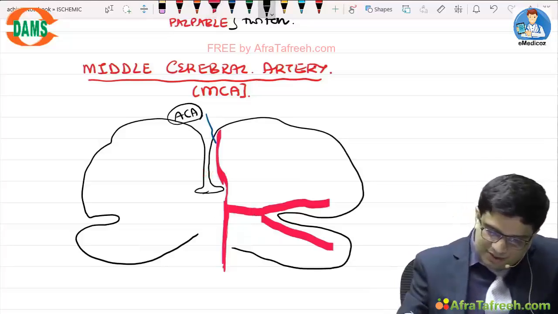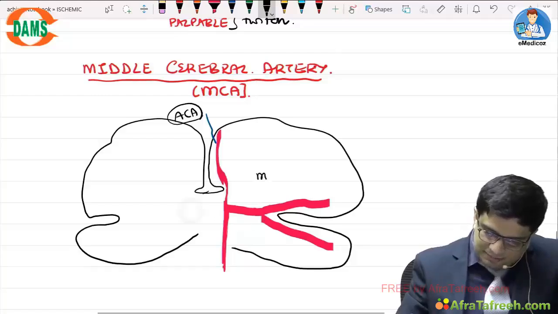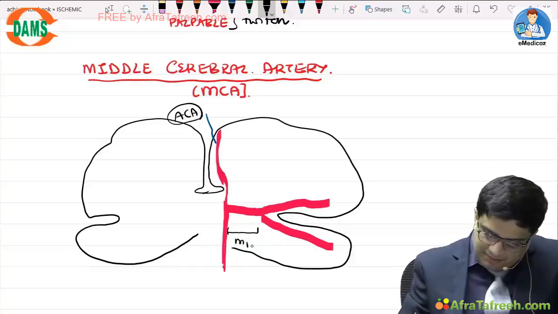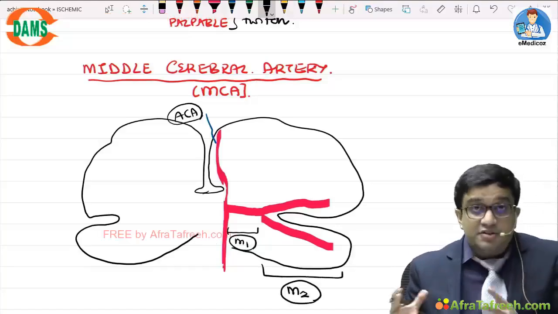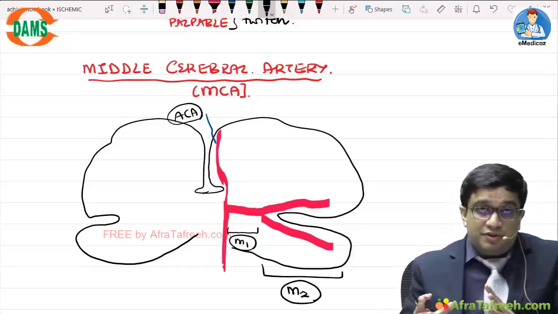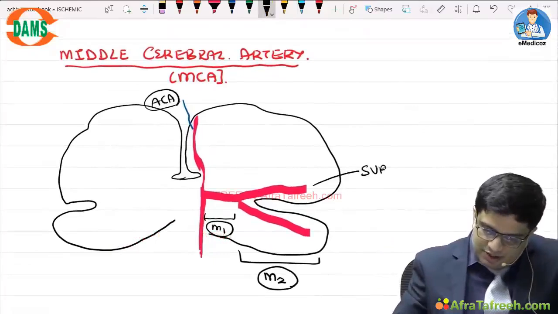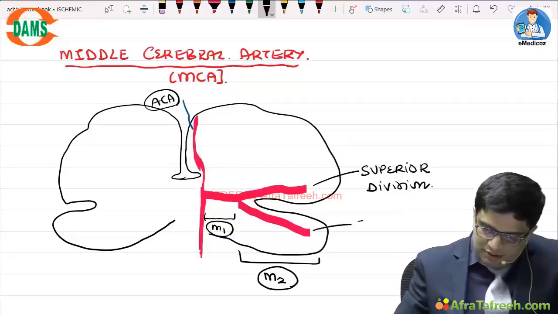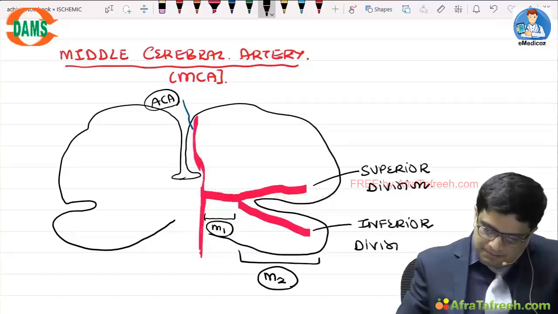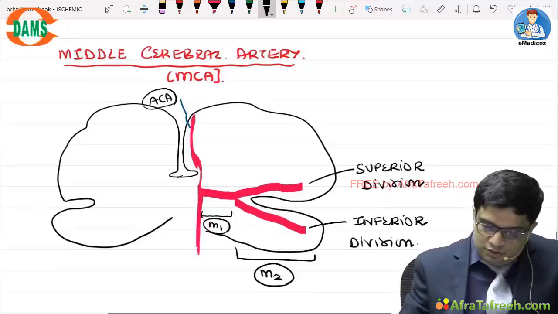So if I label this as the middle cerebral artery, the entire middle cerebral artery, we label this as the M1 division and the second one as the M2 division. So there are two divisions of MCA that we understand, one pre-division and one post-division. One which has divided and gone above is known as the superior division. One which has come down here is my inferior division, right?